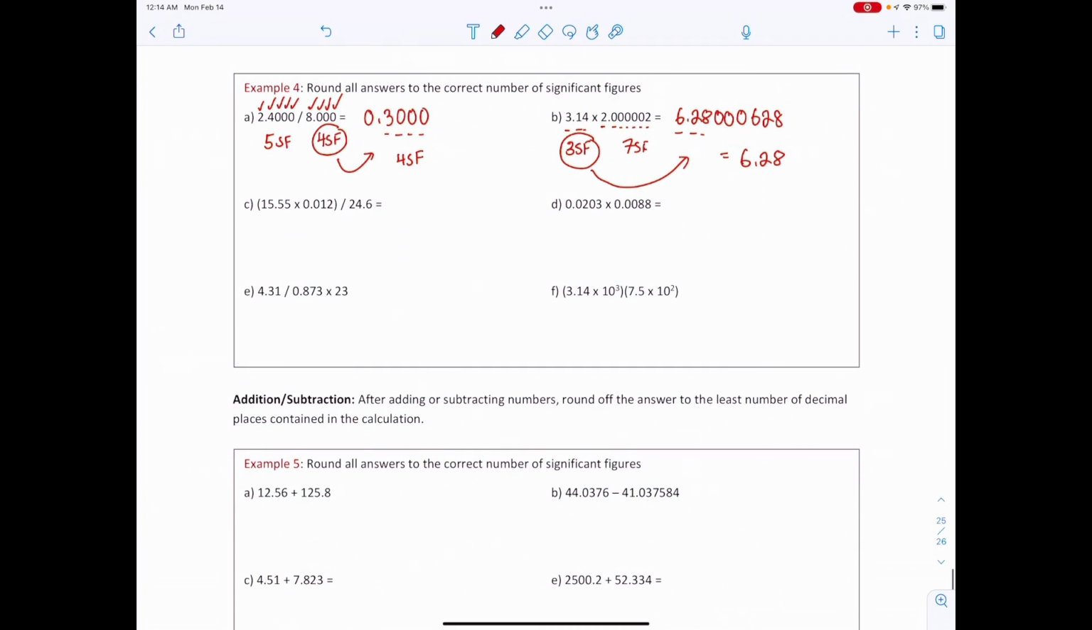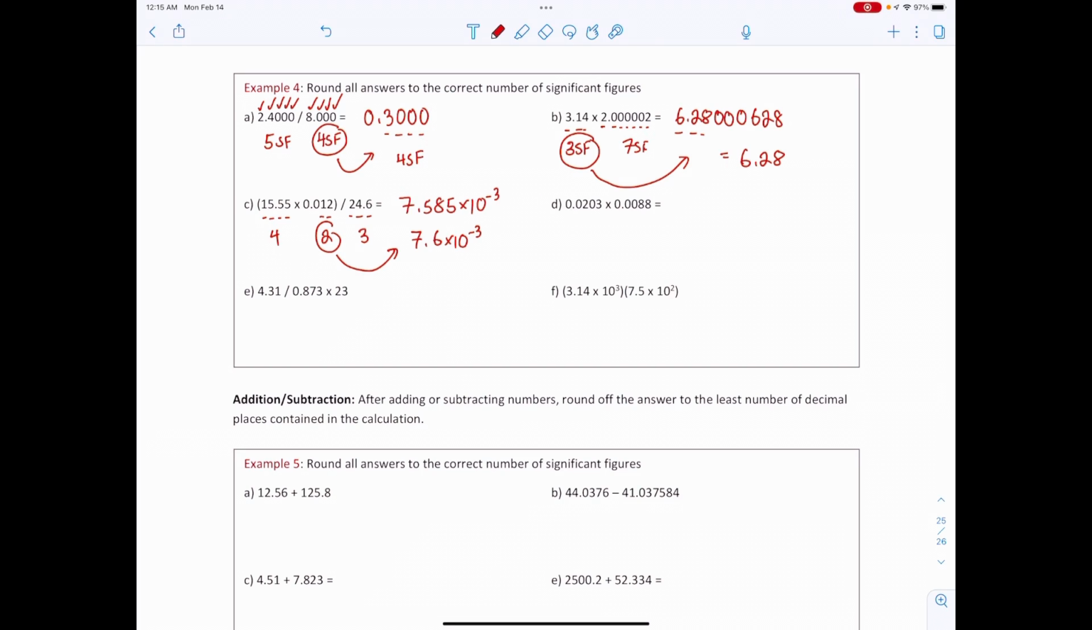Let's take a look at C. I have 15.55 times 0.012 in brackets, and then I'm going to divide. Once again, we can punch this into our calculator. We get 7.585 times 10 to the power of negative 3. If we look at the question, this has 4 sig figs, this one has 2 sig figs, and this one has 3 sig figs. So we're going to round our answer to the least number of sig figs, which is 2. So that becomes 7.6 times 10 to the power of negative 3.